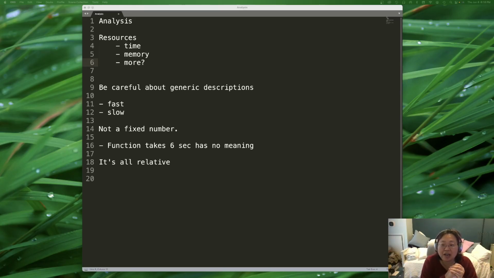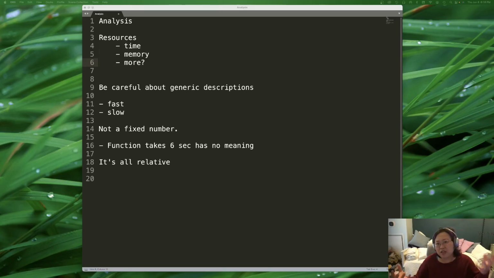Analysis is also not about a specific number. If I told you this function takes 6 seconds to run, that has absolutely zero meaning, because we never considered how much data this function is processing. Is 6 seconds reasonable for this amount of data? If the function was given 10 numbers to process and it took 6 seconds, that's a very different statement than 10 million numbers and it took 6 seconds.